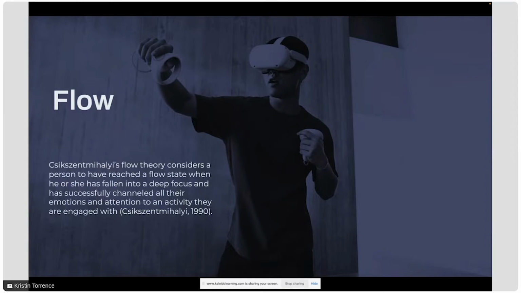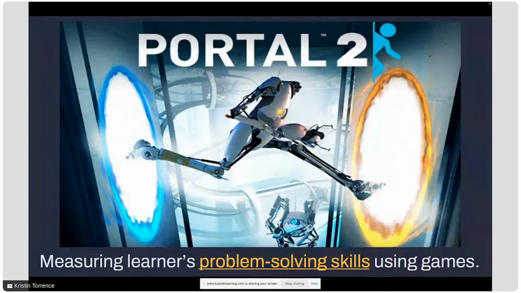And this is where evidence-centered design comes in. The key thing that really sold me on this framework was, again, that it allows you to assess learning without disrupting flow. So has anyone here played Portal 2? If you have, please go ahead and let me know in the chat.